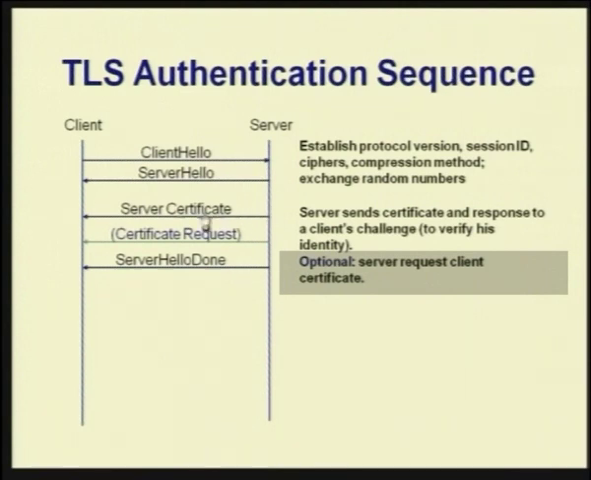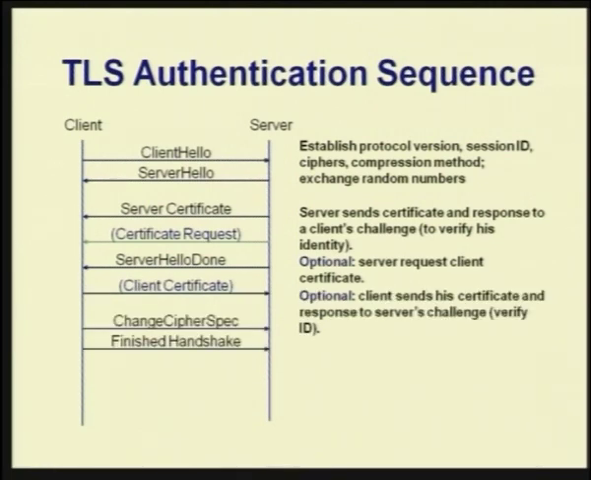Okay. Now, this certificate request is an optional feature, it may or may not exist. Now, in response to this, the client would send the client certificate, that is, if the server had asked for a certificate, then the client sends the client certificate. Note that these two are in blue indicating that they are optional. Okay. So, the client sends its certificate and responds to the server's challenge, so verifies the ID and then sends a change cipher spec message and then says finished handshake, that is, the client side has finished the handshake.